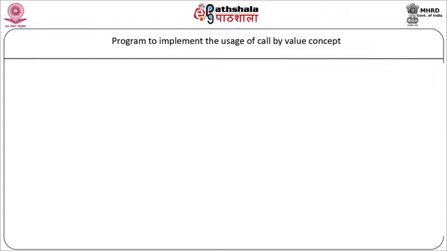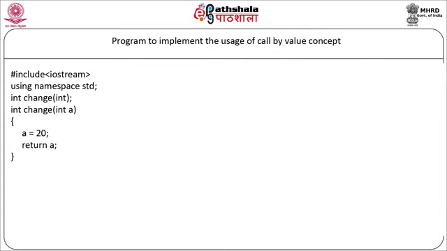We will start with the program #include <iostream>, using namespace std. Now here we will give the function prototype as int change(int); Now we will define the function as int change(int a). We will write the function body as a = 20, return a, and our function will end. Now here actually there is no need of function declaration, but we have given the function definition as well as function prototype. But here only the definition will be sufficient, no use of the function prototype.